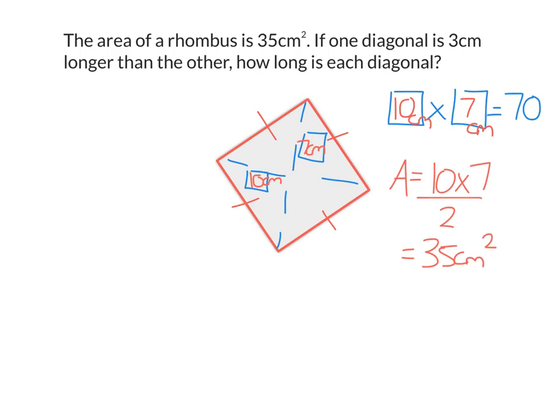So remember that you always divide by 2 when you're finding the area of a rhombus or kite or a triangle. People often forget that.